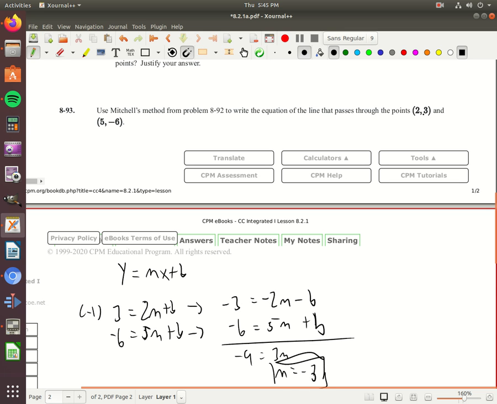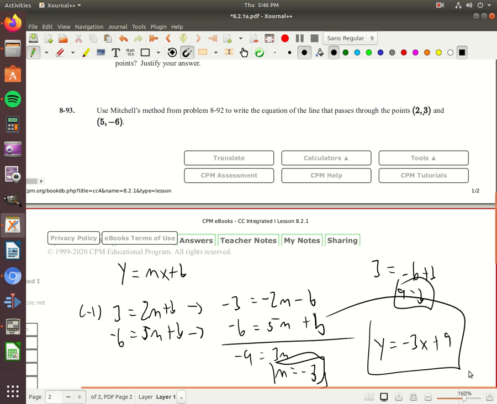And now that I have that m is negative 3, I'll substitute it into this equation. I get 3 equals 2 times negative 3 is negative 6 plus b. So I add that, I get 9 equals b. And then I'll just confirm that that works here. Negative 15 plus 9 is negative 6. So I get the equation y equals negative 3x plus 9. So that did work. Feel pretty good about that.